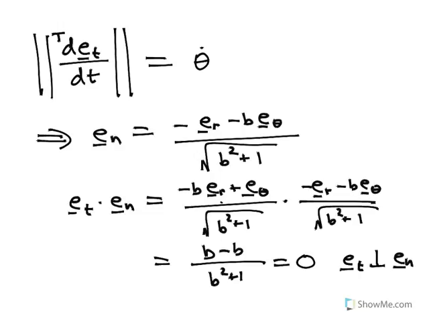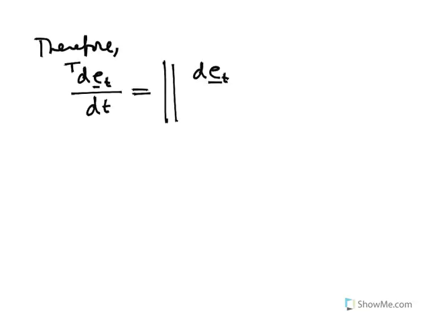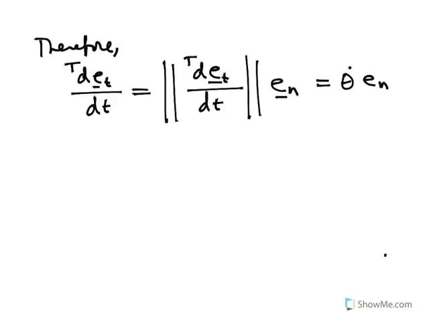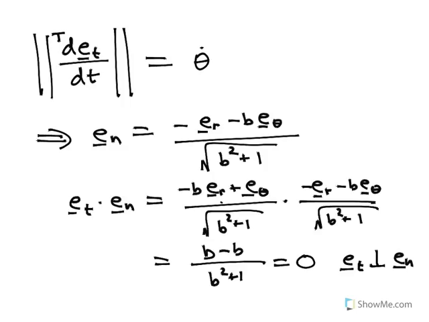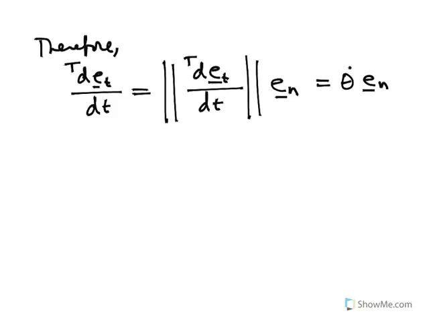So now we actually can write that the rate of change of the tangent vector as viewed by an observer fixed to the track is equal to its magnitude times the normal vector. Well, the magnitude is equal to theta dot, because the principal unit normal is the direction of this, and we just said that the magnitude is equal to theta dot. So then, what do we have?